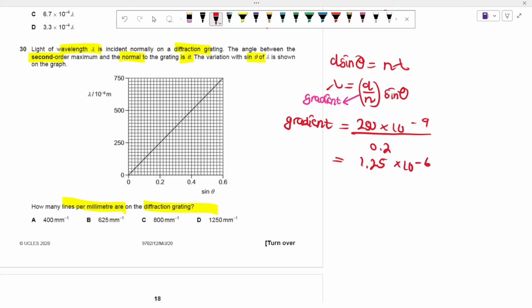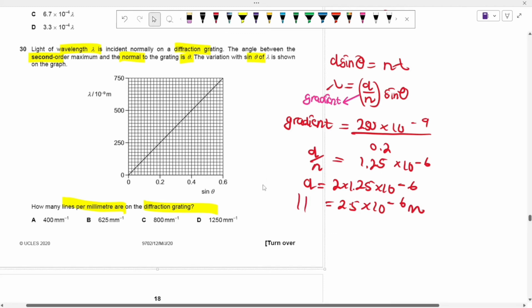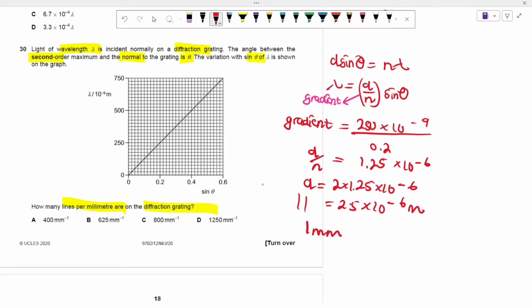So it means that d over n will be equal to this. So my d will be equal to 2 times 1.25 times 10 to the power of negative 6, and then this would be 2.5 times 10 to the power of negative 6 meters. So one line has a thickness of 2.5 times 10 to the power of negative 6. If one line has this, what about in 1 millimeter? In 1 millimeter, how many lines do we have?